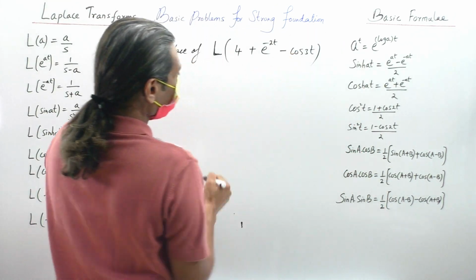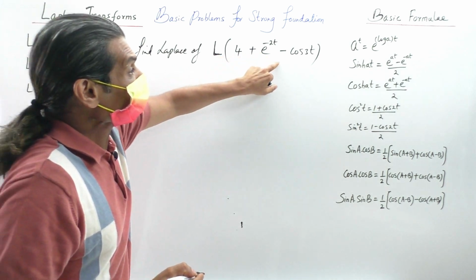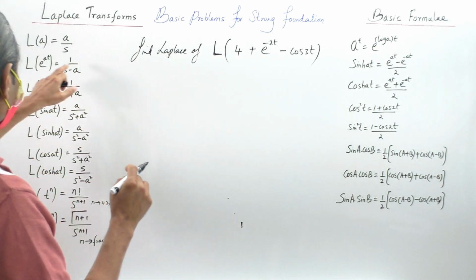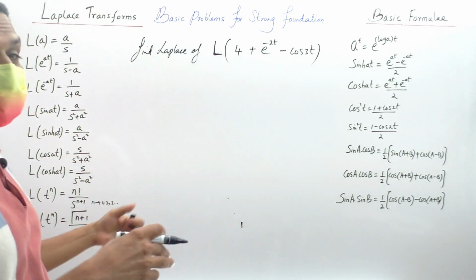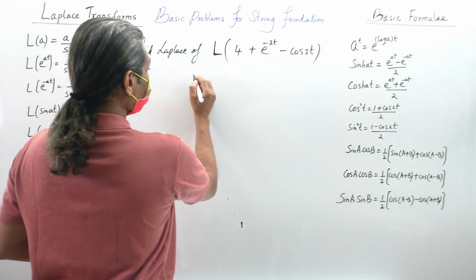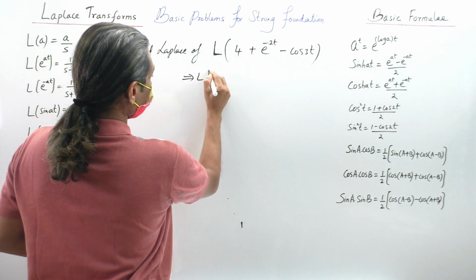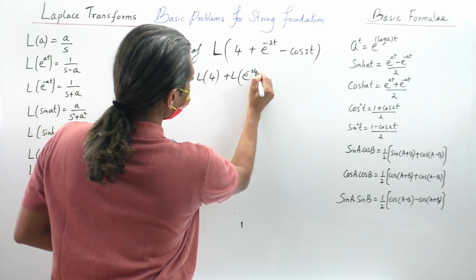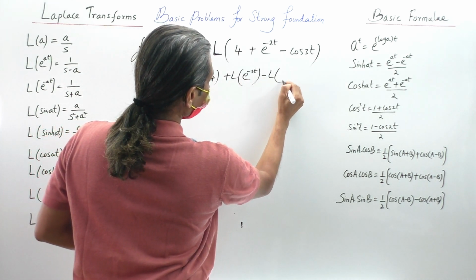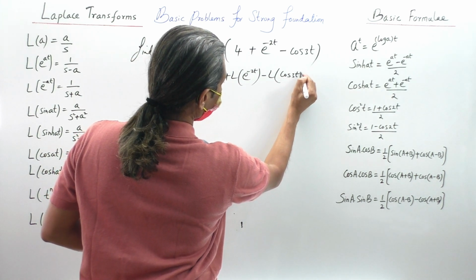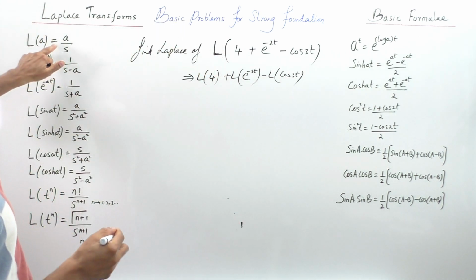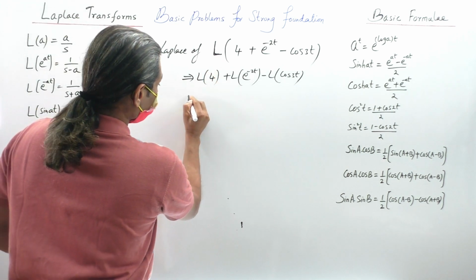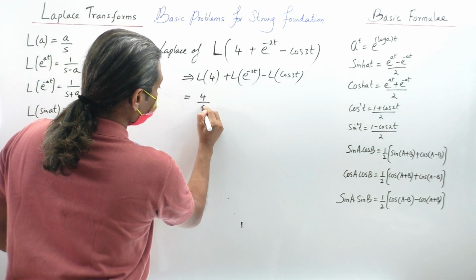See, everything is standard form here. 4, e raised to minus 2t, cos 3t are standard. So that means I can write the answer as Laplace of 4 plus Laplace of e raised to minus 2t minus Laplace of cos 3t. You know what is Laplace of a? A by s. So what is Laplace of 4? The answer is 4 by s.